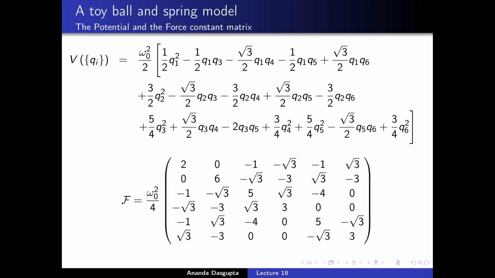So even for this very simple toy spring and ball problem, what we are supposed to do in the end is diagonalize this particular 6 by 6 matrix, and this does not look like an easy matrix to diagonalize at all. So what we are going to now do is go back to the more general triangulin molecule and use the power of group theory to try to simplify the solution of this as much as possible.